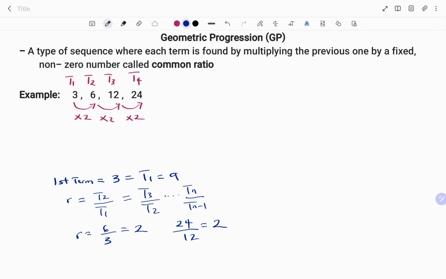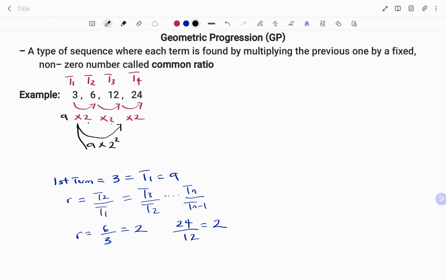So once I know my first term, which is 3, if I'm moving from my first term, T1, to T2, I'm going to multiply my first term, A, by 2. So moving from 3 to 6 is A times 2. If I'm moving from my term 1 to term 3, I'm going to have my first term, A, times 2 times 2. That will be times 2 to the power of 2.